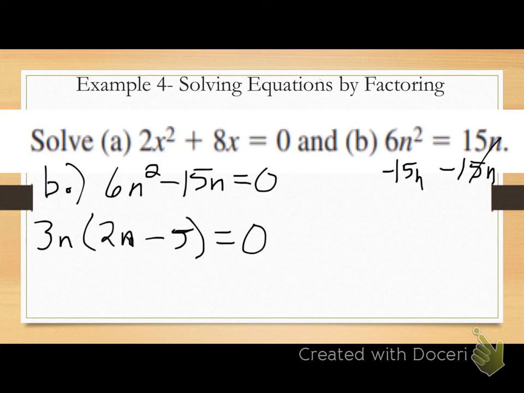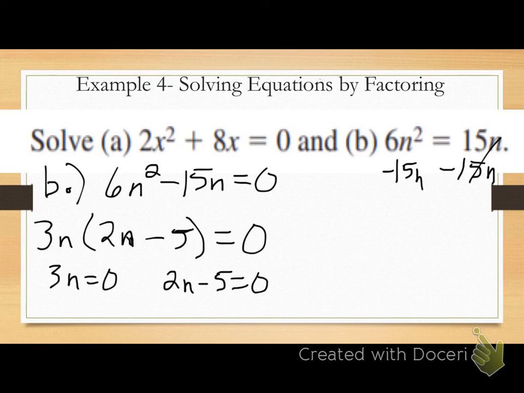I still have that equals 0. Are there any numbers that go into 2 and 5 besides 1? No. Do they have any n's in common? No, so I know we got the GCF, right? Okay. So what do I need to do now? 2n minus 5 equals 0. Okay, 2n minus 5 equals 0. What else?